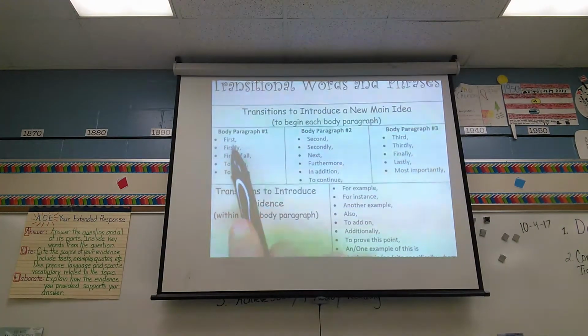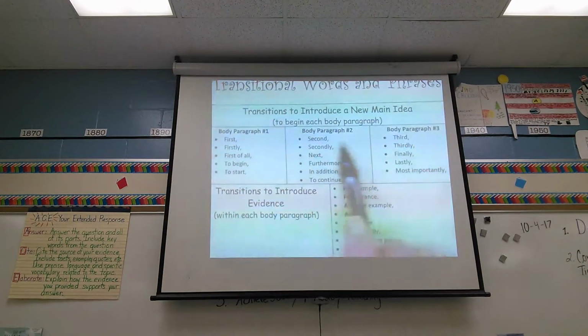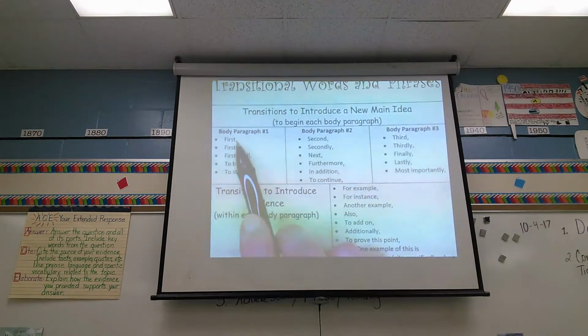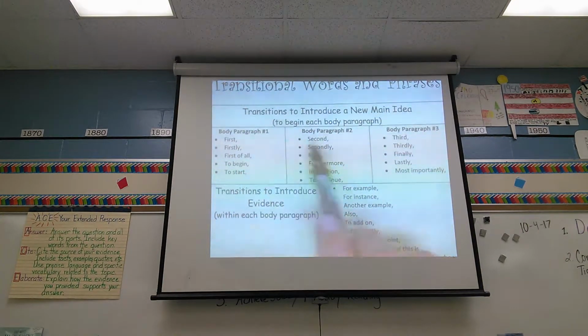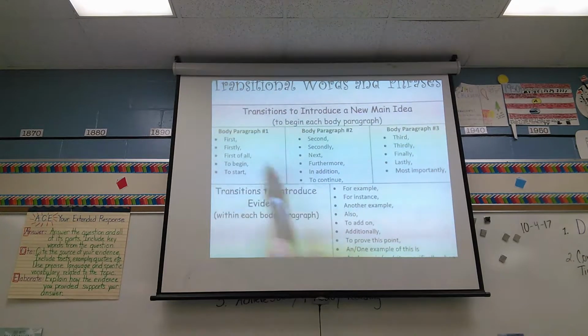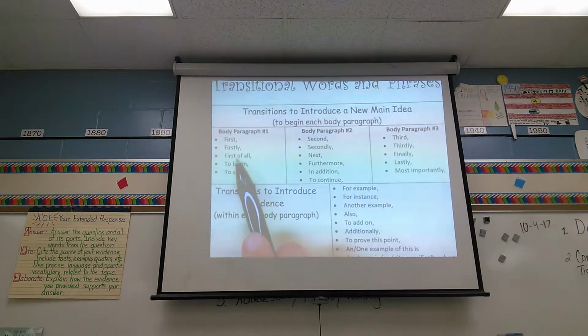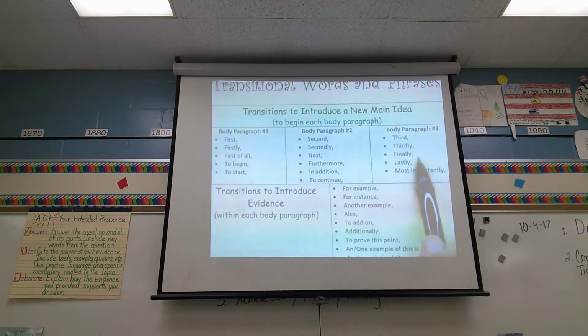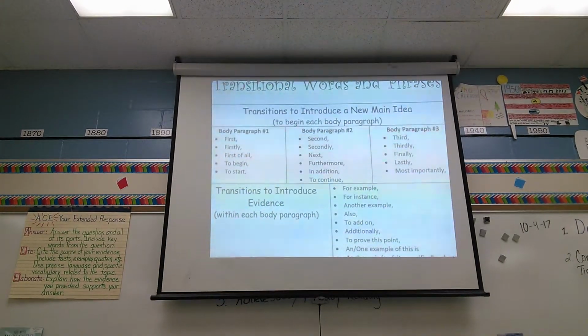I encourage students to try to work across the row. So if they choose for the first one, they want to say first and then second and then third. I talk about how they can also challenge themselves to do some of the different ones. First of all, next, finally. And then once they become more advanced writers, they may come up with their own transitional phrases that they would like to use, and they're welcome to add them to their chart.